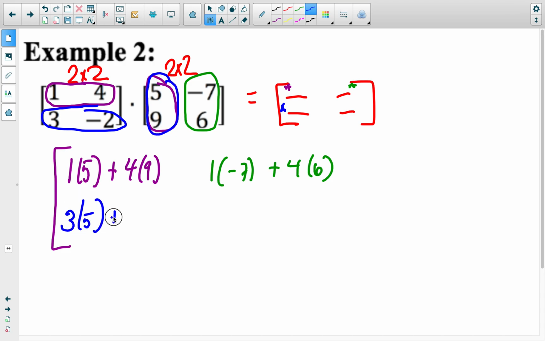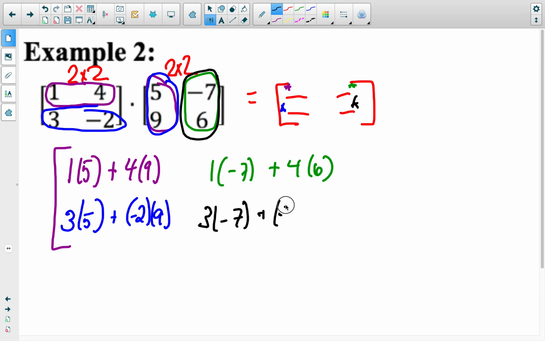3 times 5 plus -2 times 9. And then to get this bottom right, we will take our bottom row times our right column. So 3 times -7 plus -2 times 6. Right? And then we're going to simplify, and then we will have our matrix.